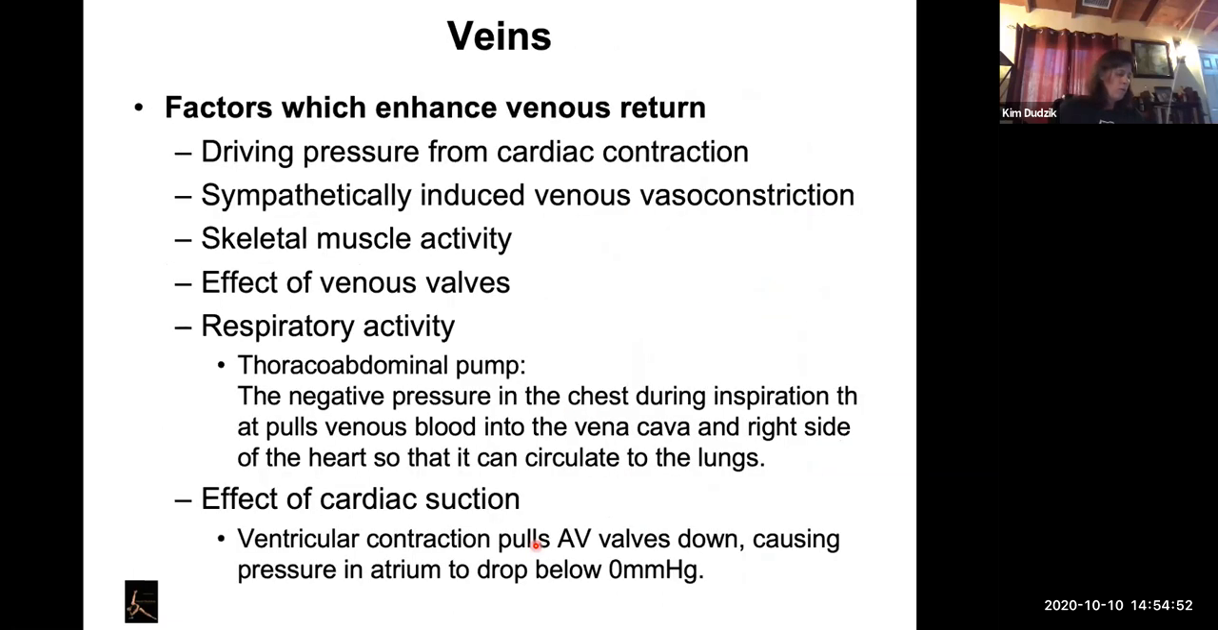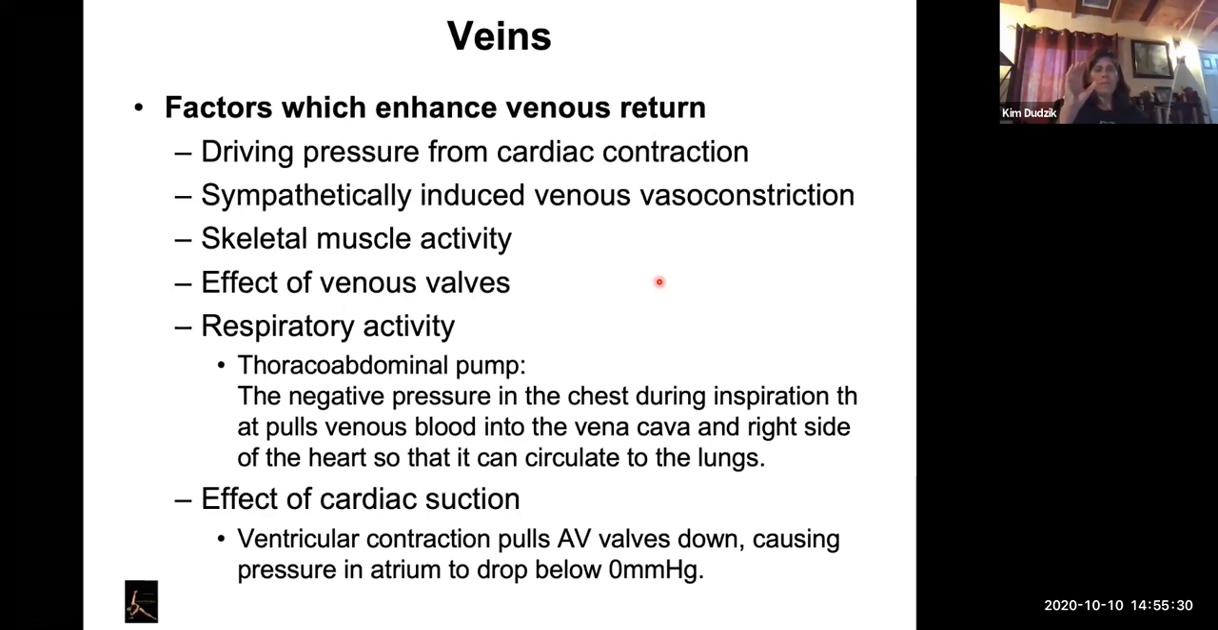So what factors enhance venous return? Well, I show you a lot of them here. One has to do with the cardiac contraction itself, right? So the higher the pressure at the systemic side or at the left side, the steeper the gradient is going to be. So that's going to cause that. The sympathetic system can induce venous vasoconstriction. It's not as significant as in the arteries and arterioles because there's a thinner layer of smooth muscle, if you remember from anatomy.